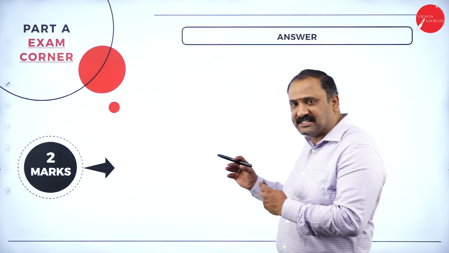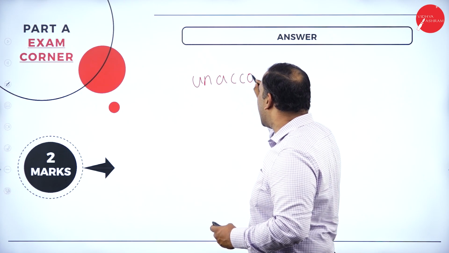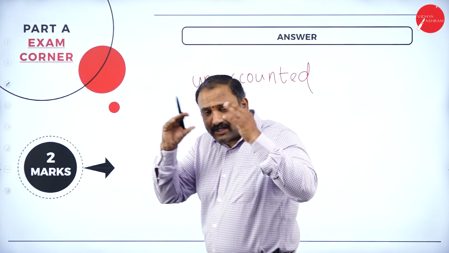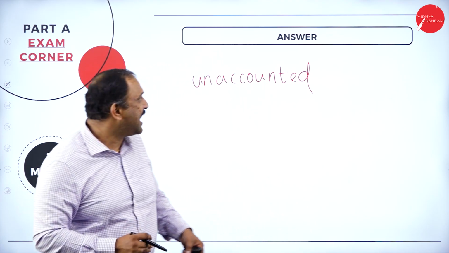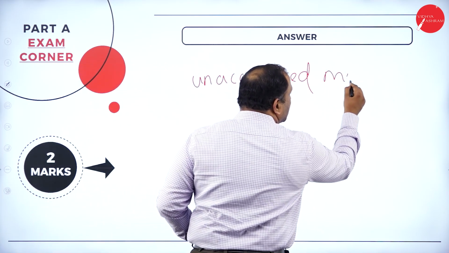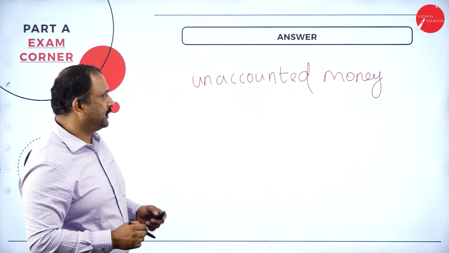So the answer to this is the unaccounted money is called black money. The unaccounted money that has not been brought into the books of accounts, which is not being paid as tax, is known as black money. So the unaccounted money is what we will be using here, the word, to say black money altogether.